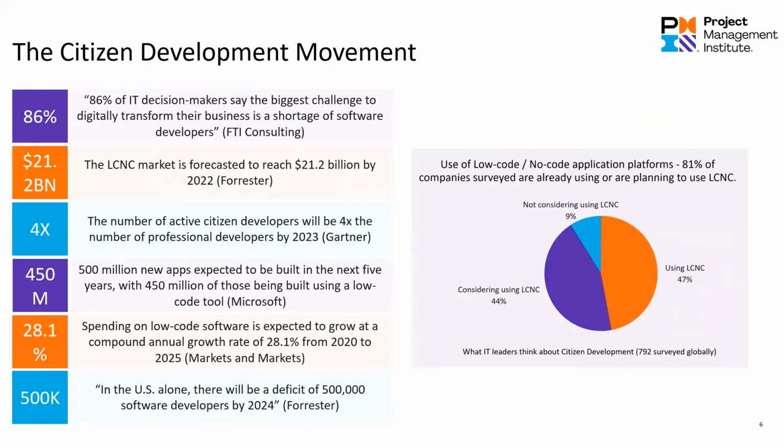So what about this movement overall? One of the things that's always exciting is just the scale and speed at which citizen development is growing. One of these statistics I want to point out is that the number of active citizen developers will be 4 times the number of professional developers by 2023, and that's an estimate according to Gartner. And looking at the statistic right below that, Microsoft estimates that 500 million new apps are expected to be built in the next 5 years, with 450 million of those being built using a low-code tool.